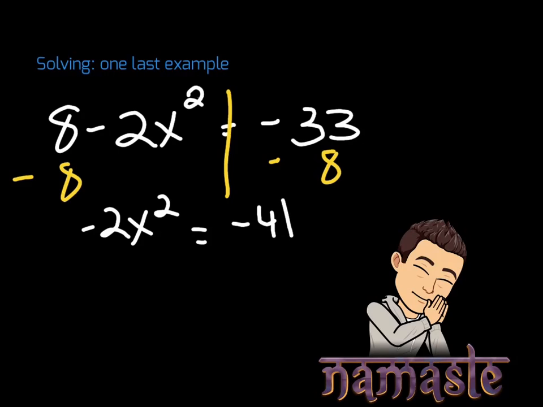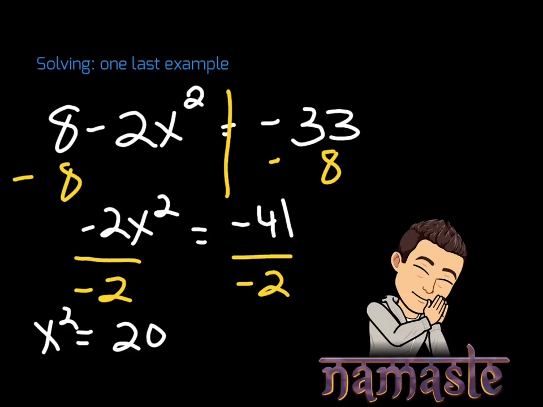Okay, so I'm not done. I still want to isolate that x even further. So what I'm going to do is I'm going to divide by negative 2 across both sides of the equation as well. I'm now left with x squared is equal to 20.5. And I know that I still want to isolate this further. I still want to solve for x.